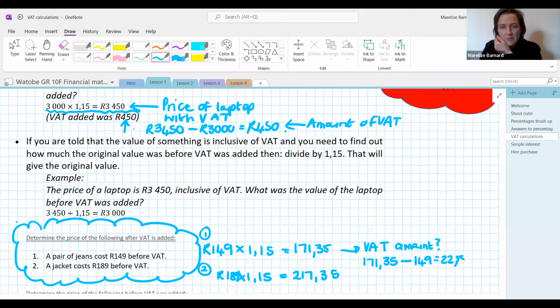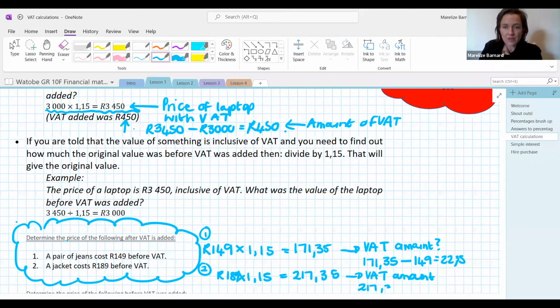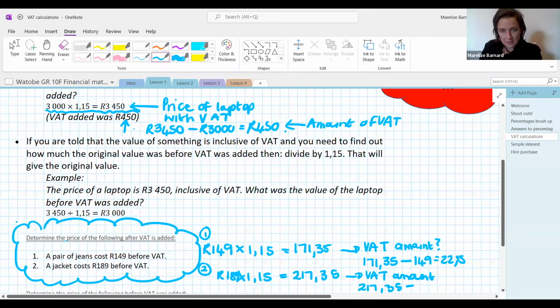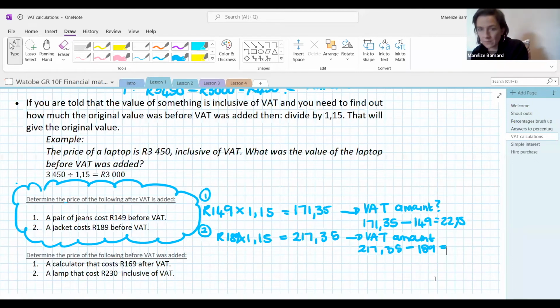Okay, do the next one as well. What is the VAT amount? We are still just adding VAT and timesing by 1.15, okay? So how much VAT have we paid here? So we'll go 217.35 minus 189, and that's going to give us the VAT amount. 28.35.